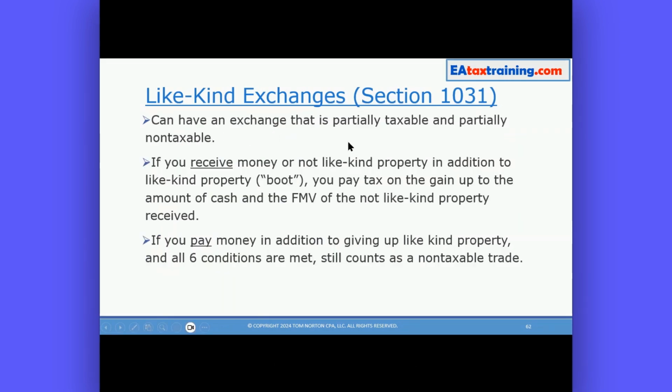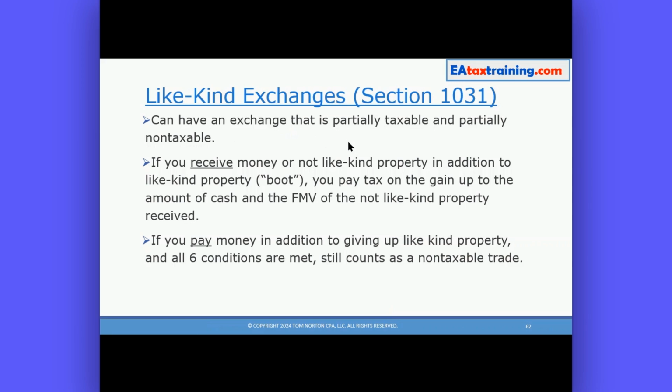You can have an exchange that is partially taxable and partially non-taxable. That would happen if you receive money or not like kind property. So maybe you receive some personal property in addition to the like kind property, and that is called boot. So when you receive money or not like kind property, that is called boot. You do pay tax on the gain up to the amount of that boot, so it's the amount of the cash and the fair market value of the not like kind property. You do pay tax on that, but then the rest would be tax free.